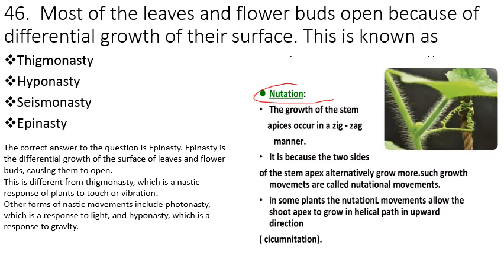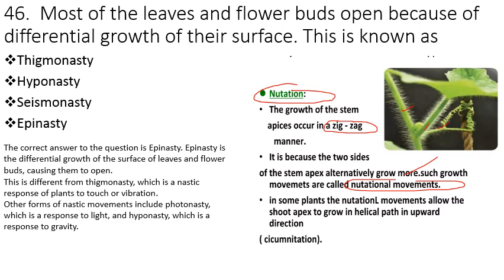Next we have nutation. This is again the growth of stem apices occurring in a zigzag manner. When the growth of stem tips occurs in a zigzag manner, we call that condition nutation. It is because the two sides of the stem apex alternately grow more. Such growth movements are known as nutational movements.